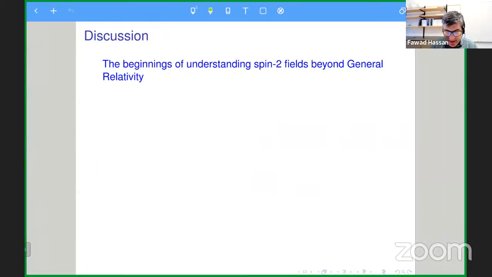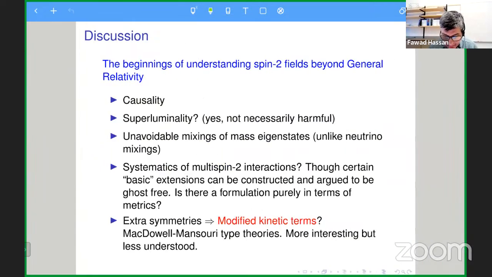Okay, so that's the end of my talk. Then just very briefly, to go through the discussion and results. This is basically the beginning of our understanding of spin 2 fields beyond general relativity. We know the bimetric case; the multimetric case, we don't know. We don't know what the conditions on derivative interactions are, which we have not even investigated here. That has been investigated briefly by other people, but those are the open things.